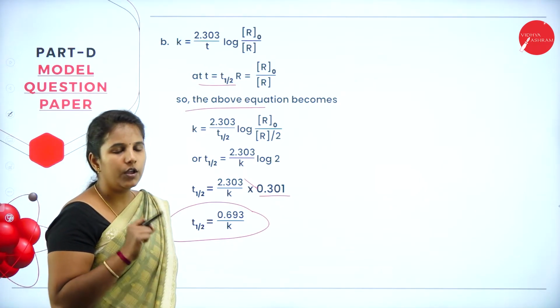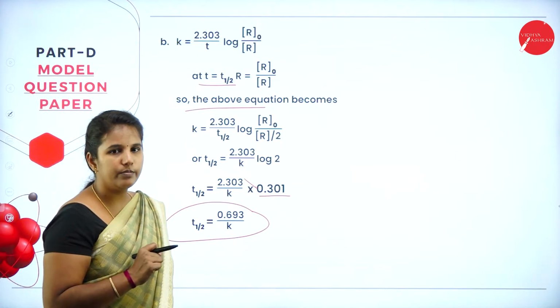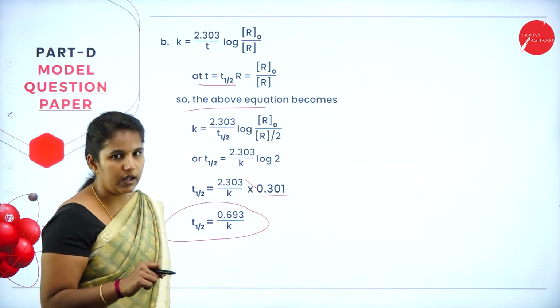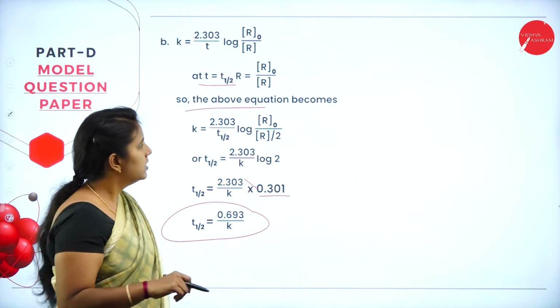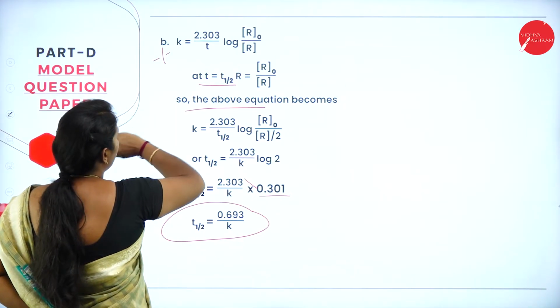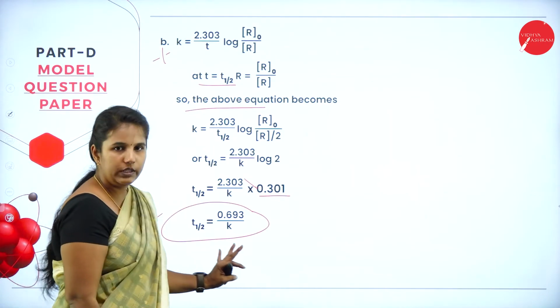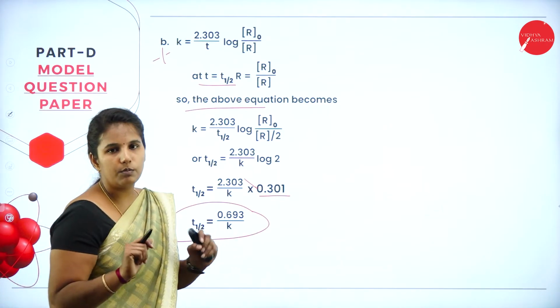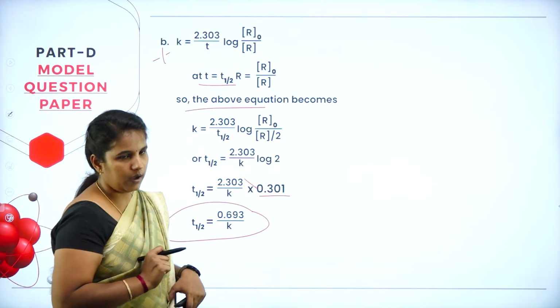This is how you need to derive the half-life period of a first order and a zero order reaction if it is asked. For writing the first order integrated rate equation, you will get 1 mark, and for the substitution and showing the final answer, you will get 1 more mark. So it carries 2 marks.